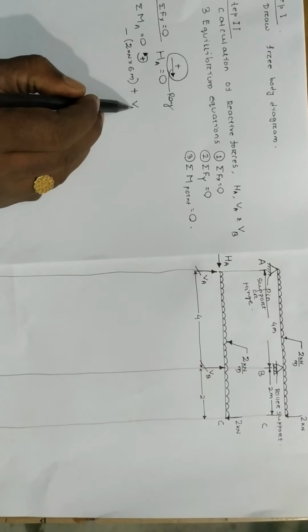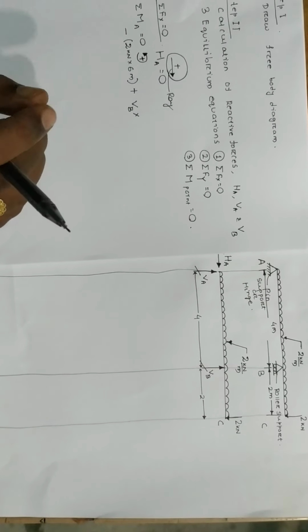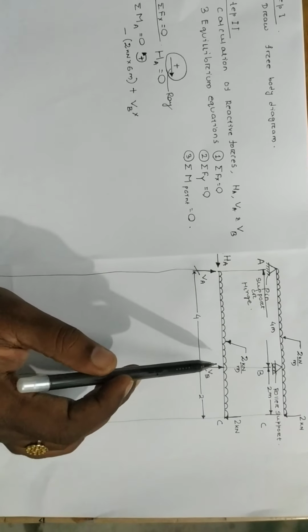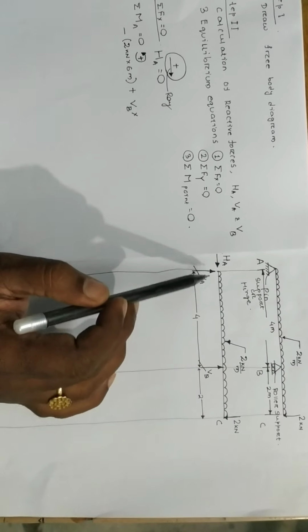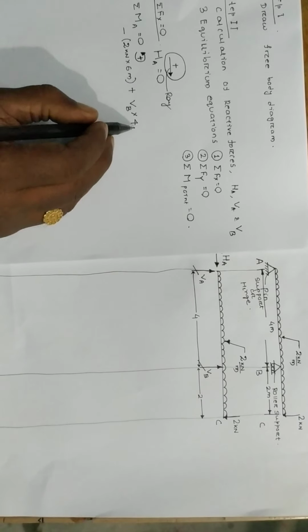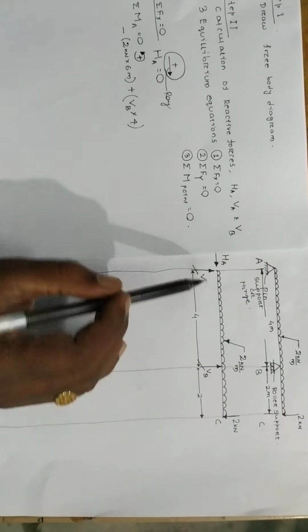The force is VB and the perpendicular distance. Mark the sentence. What I am telling, those things you have to write or those things you have to remember. The distance between the line of action of the force VB and the point A, that is 4 meters. Then the last one is your UDL, I think.